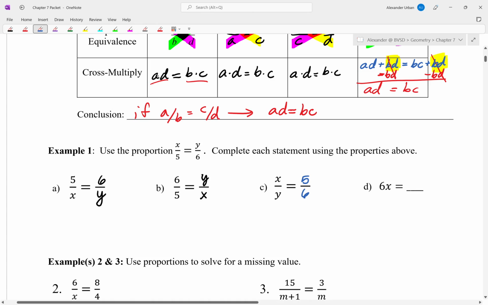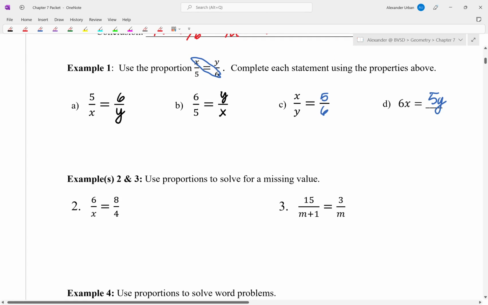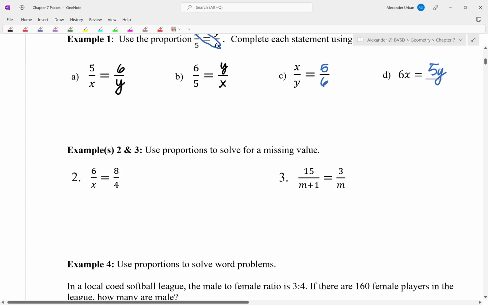The last one is where they actually cross multiply. You can see it here. This is 6 times x is 6x, so that must be equal to 5y. All right, so example 1 is finished here. We're now moving on to examples 2 and 3.